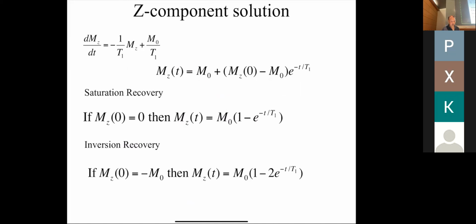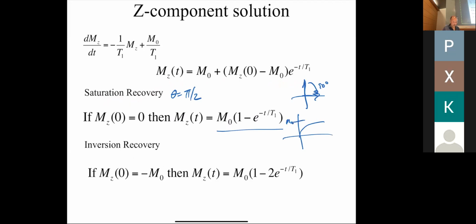So let's take a look at this. Just to remind you, this is another way of writing the equation. The general form of the solution looks like this. We did it for saturation recovery, that's when we have theta equals pi over 2. So we flip the magnetization 90 degrees, and then it just has this saturation recovery back to M naught.